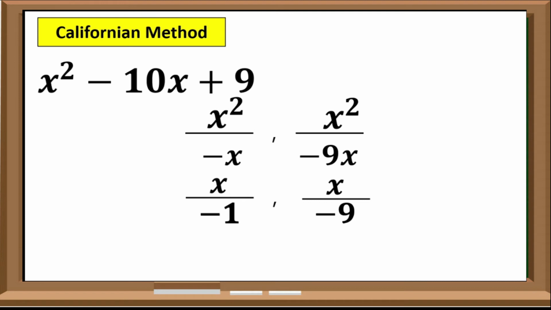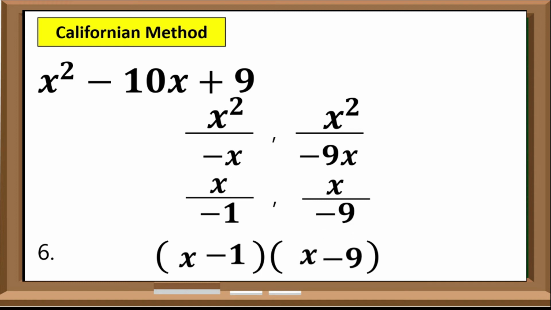Lastly, the factors of the quadratic trinomial with this form. The first factor would be the simplified numerator, which is x, and the simplified denominator, which is negative 1. And the second factor would be the simplified numerator, which is x, and the simplified denominator, which is negative 9. So the factors of x squared minus 10x plus 9 would be the quantity of x minus 1 times the quantity of x minus 9.